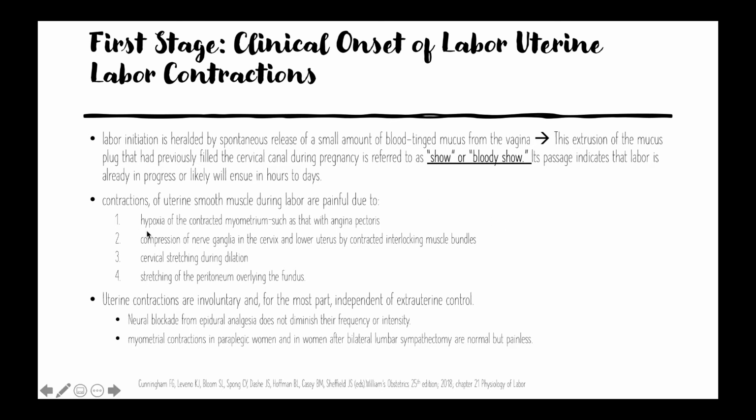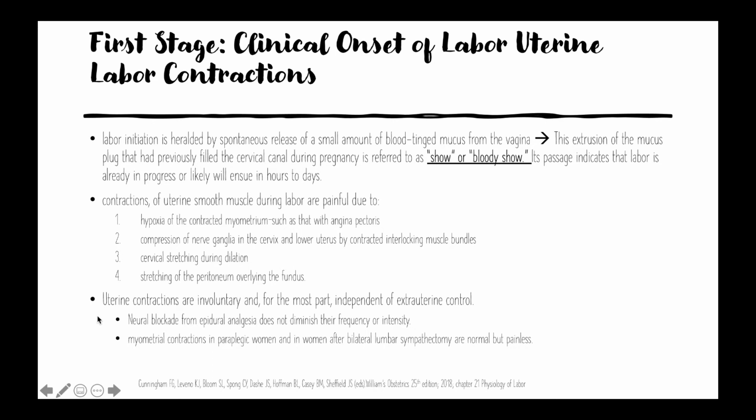Contractions of uterine smooth muscle during labor are painful, and this is because of the following. First is hypoxia of the contracted myometrium, such as that with angina pectoris. Second is the compression of the nerve ganglia in the cervix and lower uterus by contracted interlocking muscle bundles. Third is the cervical stretching during dilatation. And lastly, the stretching of the peritoneum overlying the fundus.